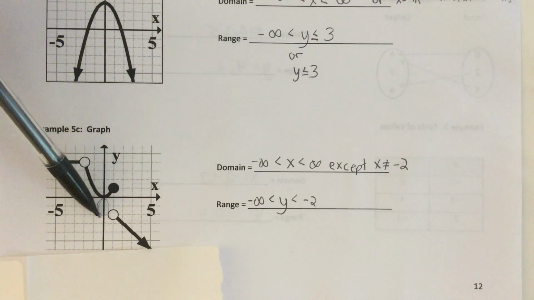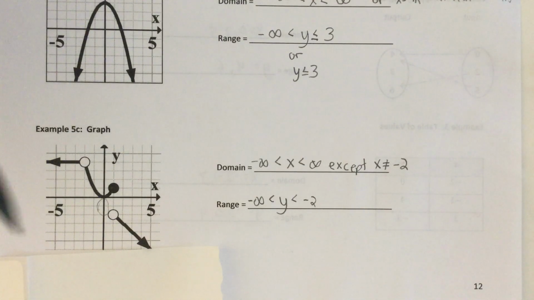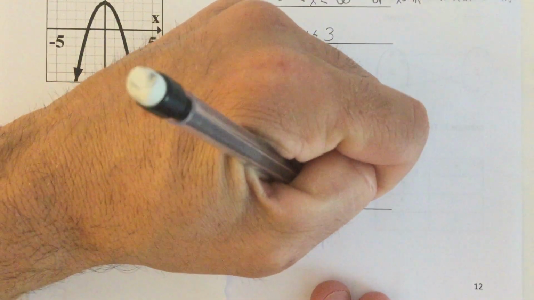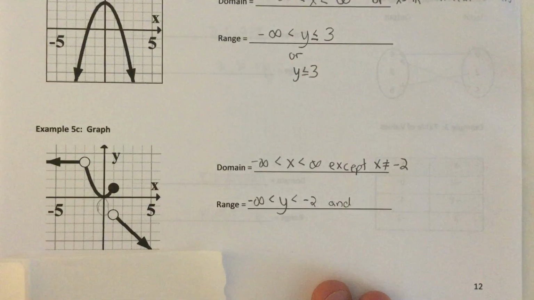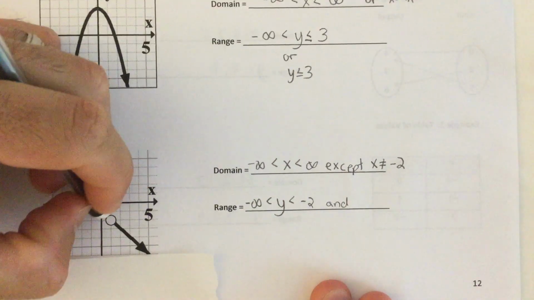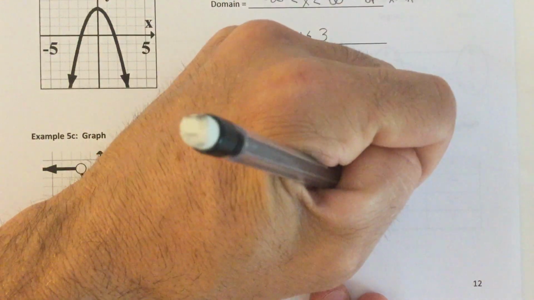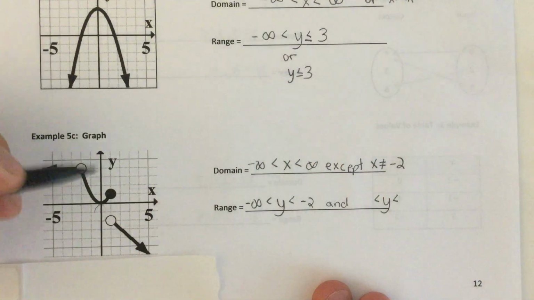Since there are an infinite amount of numbers between 0 and negative 2, I cannot write the exception. So the way I'm going to do this is I'm just going to write another inequality. So I'm just going to write the word "and" and I'm going to set up another inequality for my y's. So now I'm thinking of this part.